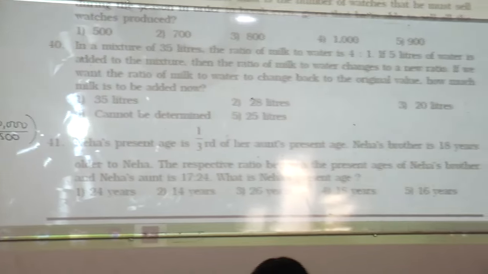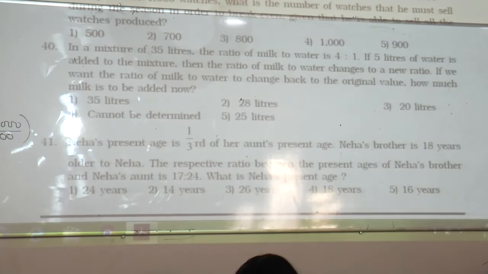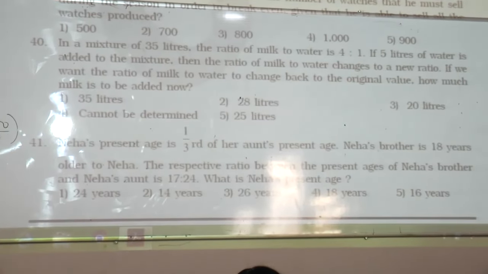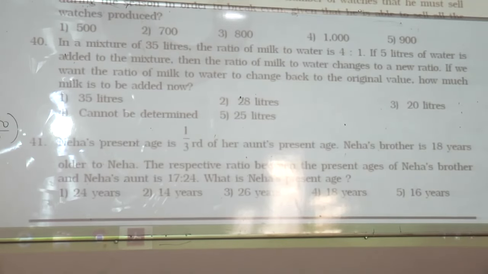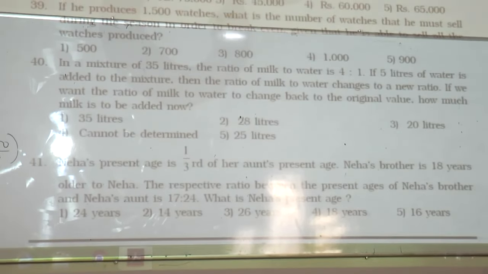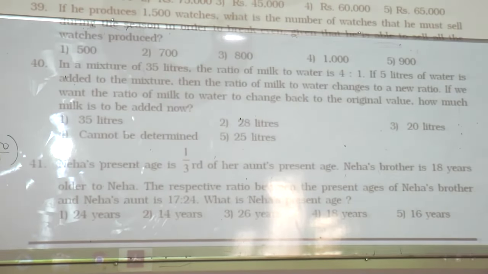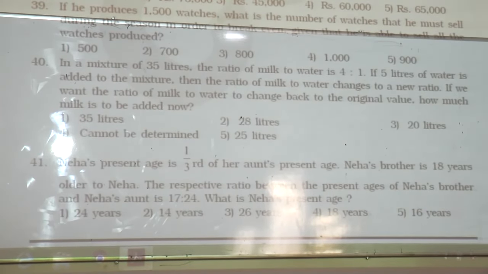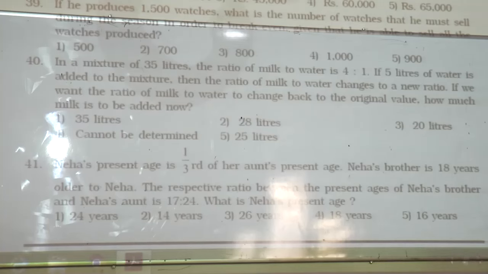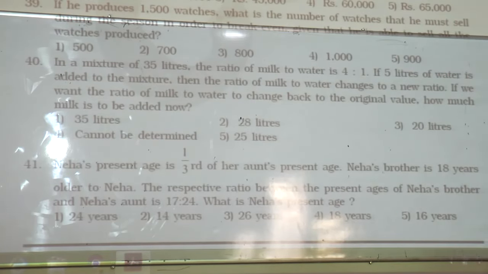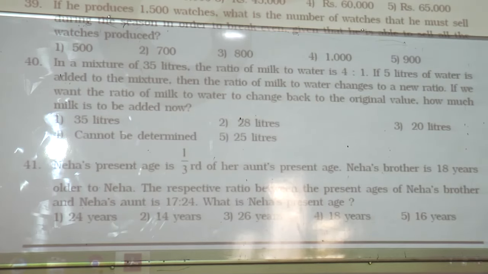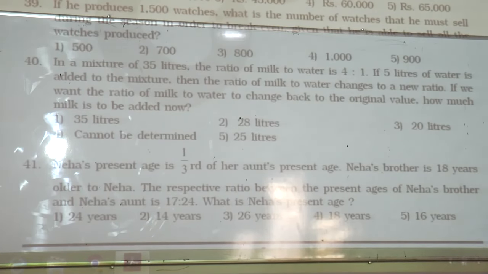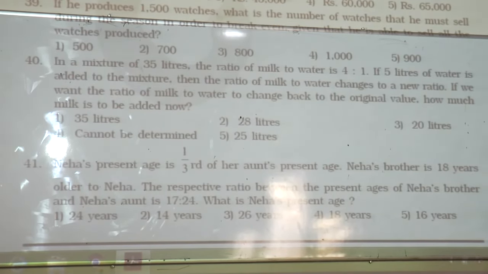Next, 40th. In a mixture of 35 liters, the ratio of milk to water is 4:1. If 5 liters of water is added to the mixture, then the ratio of milk to water changes to a new ratio. If we want the ratio of milk and water to change back to the original value, how much milk is to be added now?